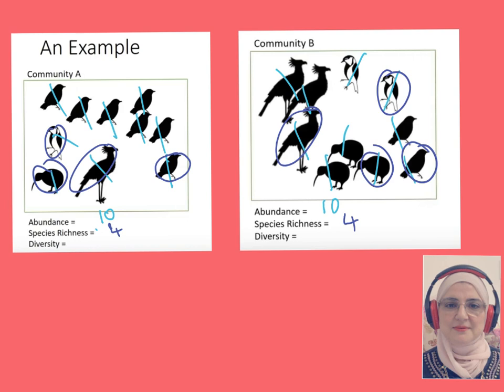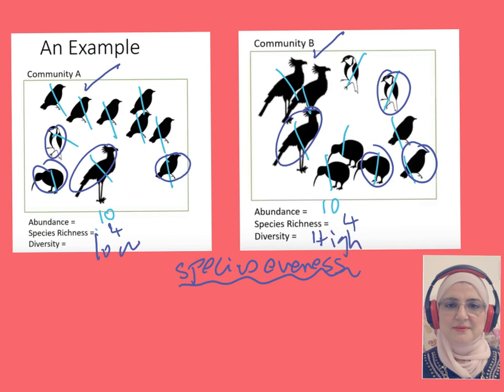So why do they look different? They look different due to the difference in species evenness. The distribution of species, we can say it's more even in sample B than sample A. Or we can say the diversity in Community B is high, while the diversity in Community A is low. But how are we going to calculate diversity? We need a quantitative value for diversity.